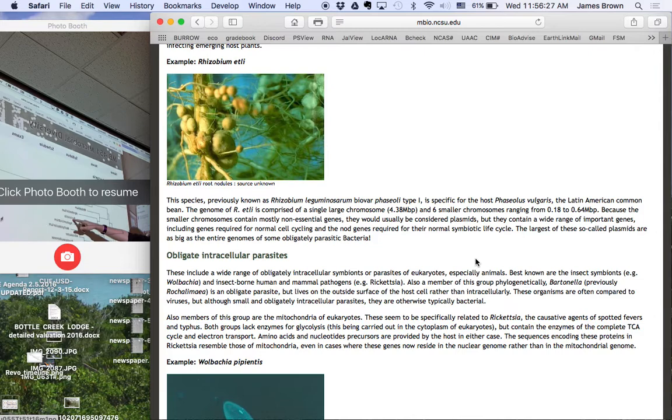This is a great model system in which the organism has a large chromosome and 6 smaller chromosomes. Most of the genes on those smaller chromosomes are non-essential, but there are some housekeeping genes on them too. And so they really are secondary chromosomes in this organism.